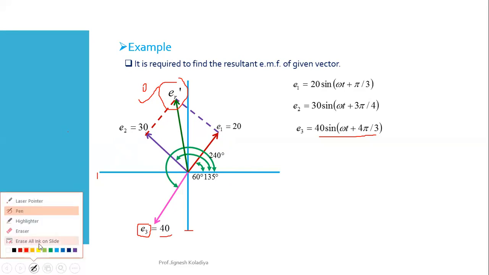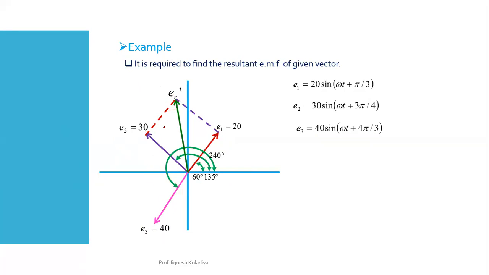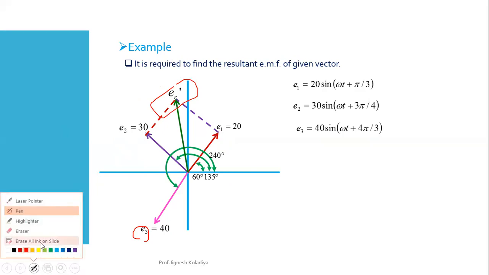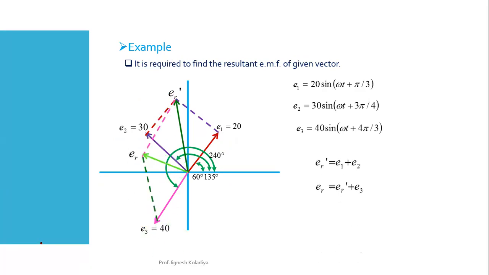Okay, now what I have to do, I have to add E3 and the resultant, that means ER dash. So again you can do the parallelogram, and now this ER is your final answer. ER is the final answer. Right now, no need to do the calculation.